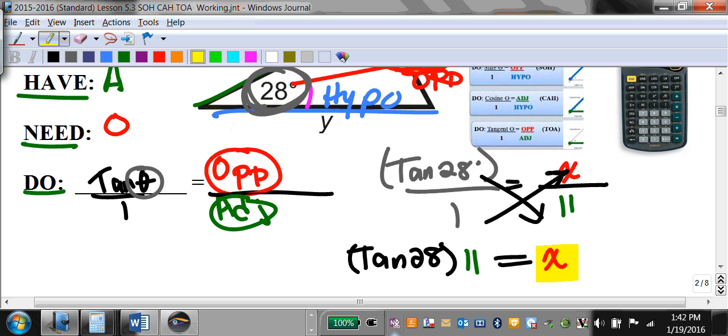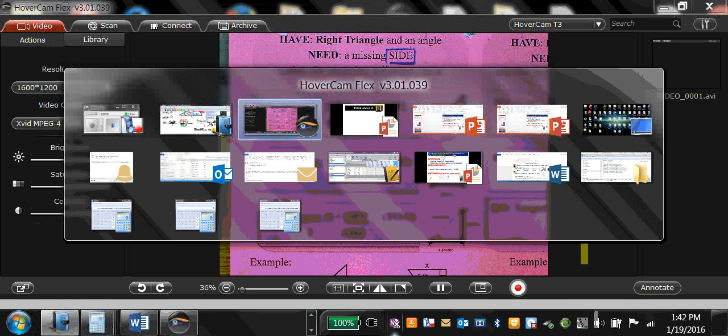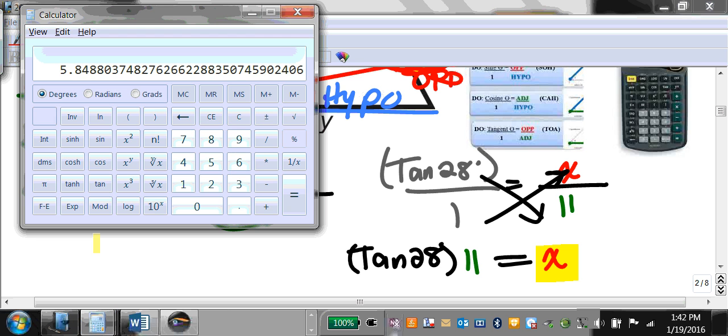Now you use your calculator. So you're going to do tan 28 times 11. Let me show you what you should be getting, and then check your calculators to make sure you're synchronizing with mine. I do 28 tan times 11. Most of you guys are tan times 28. I'll leave the answer up.